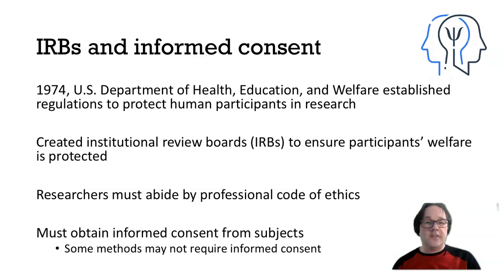But in 1974, the U.S. Department of Health, Education, and Welfare established regulations to protect human participants in research, and this involved the creation of institutional review boards. Institutional review boards, any organization that receives any type of federal funding, even if it's indirect type of federal funding, if you want to do any type of research, you must have an IRB.